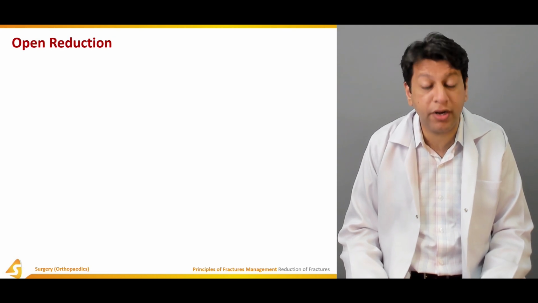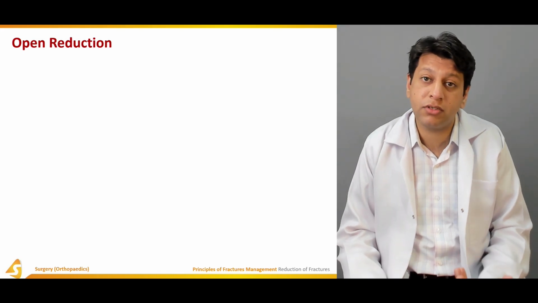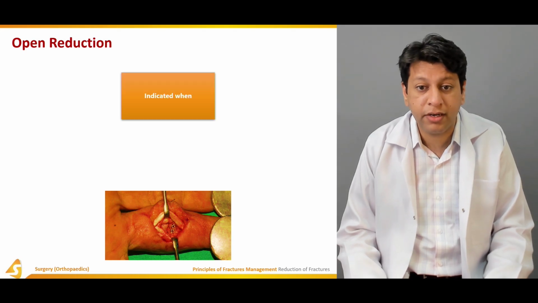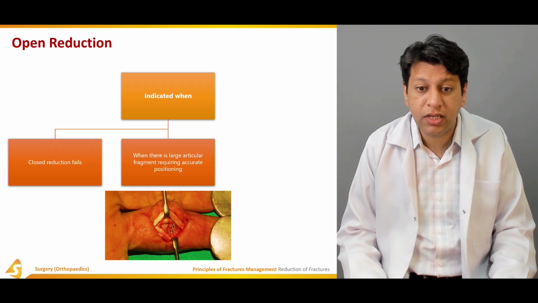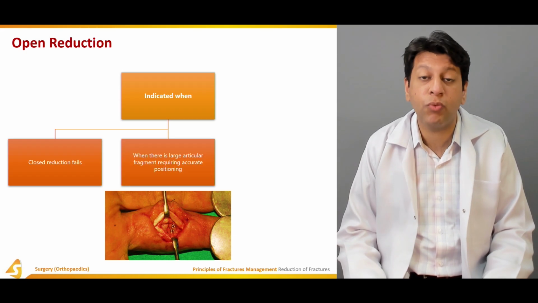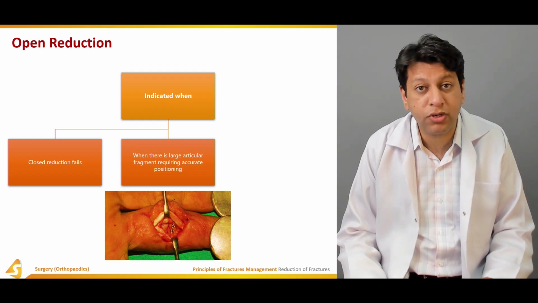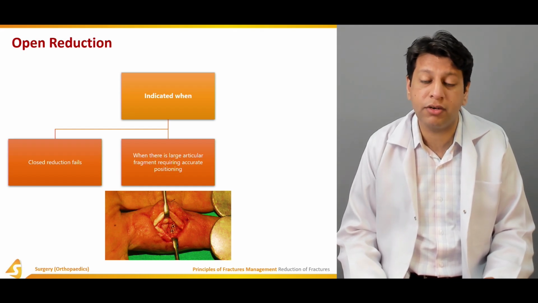Now coming to the open reduction. Sometimes closed reduction fails, or the situation is such that we have to go for an open reduction because it's indicated. So when is it indicated? For example, if closed reduction fails, or when there is a large articular fragment requiring accurate positioning. Why? Because in case of an articular step, if it's left with closed reduction, that will lead to severe arthritis of the joint later on.